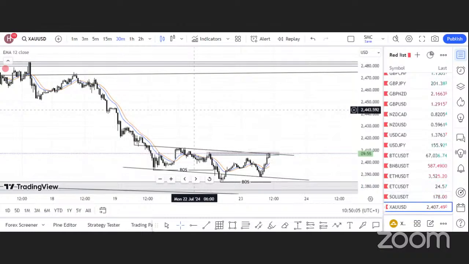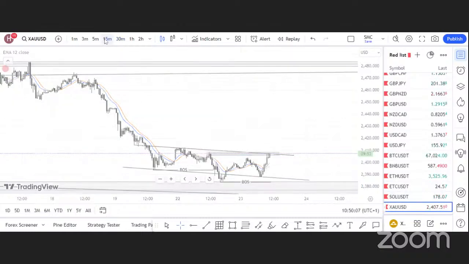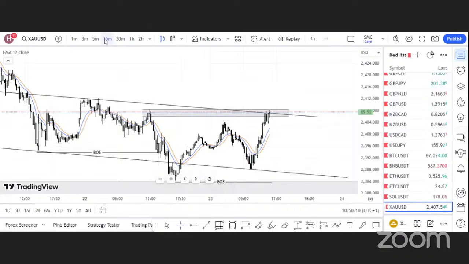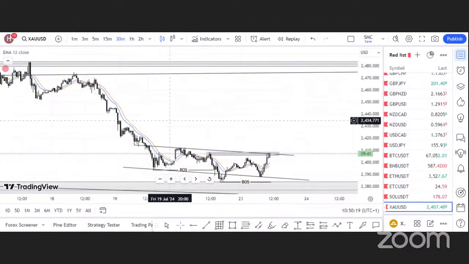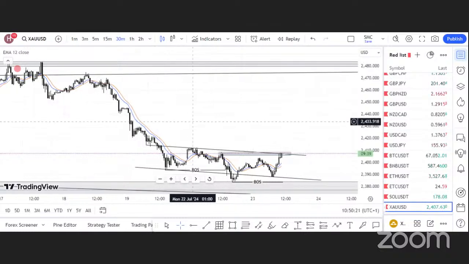All right, so let's go back to the lower time frame. We have less than 10 minutes to the end of the candle. And once the candle finishes printing, as I've said earlier, we can go ahead and open the position.